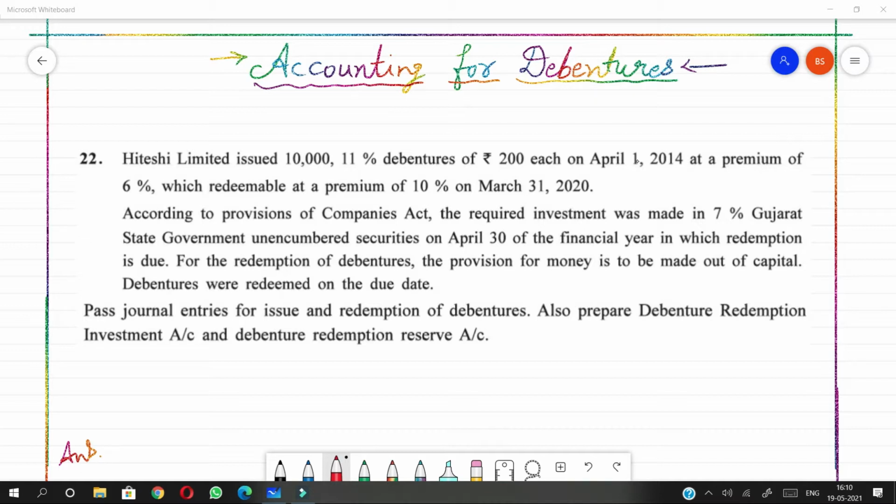Sum number 22. Hiteshi Limited issued 10,000 11% debentures of rupees 200 each on 1st April 2014 at a premium of 6%, which are redeemable at a premium of 10% on 31st March 2020. According to provisions of the Companies Act, the required investment was made in 7% Gujarat state government unencumbered securities on April 30 of the financial year in which redemption is due.